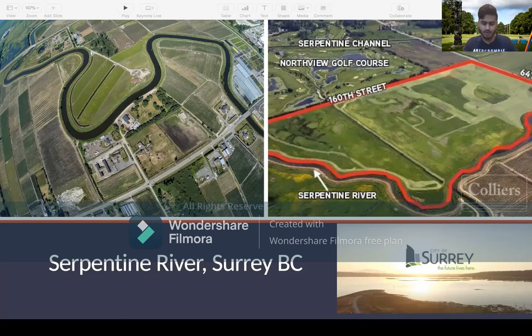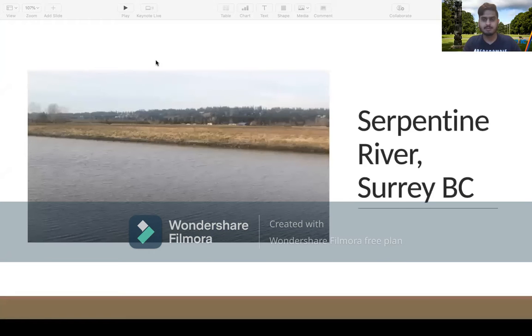The river is adjoined to an engineered straight channel which can be seen right over here, where there's the Oxbow formation towards 160th Street. The channel type is alluvial and consists of mostly lowland elevation.